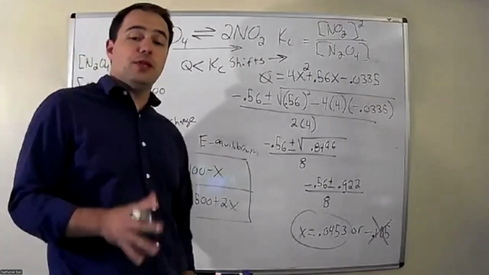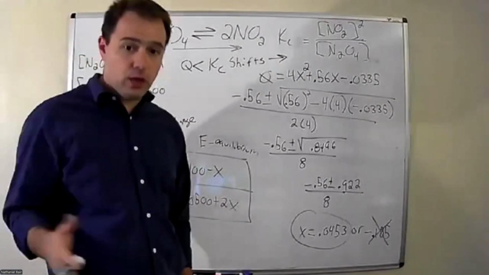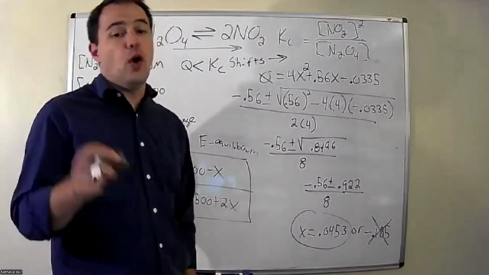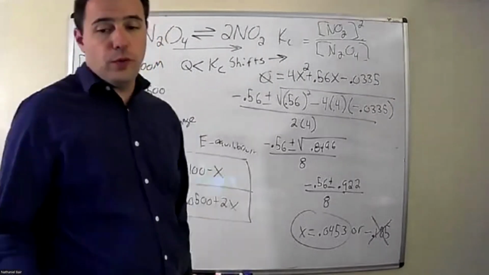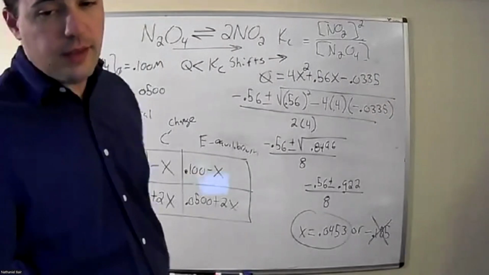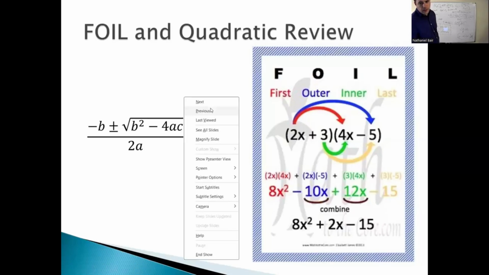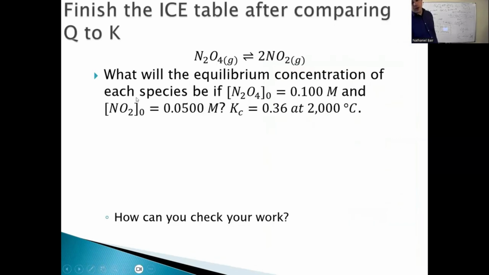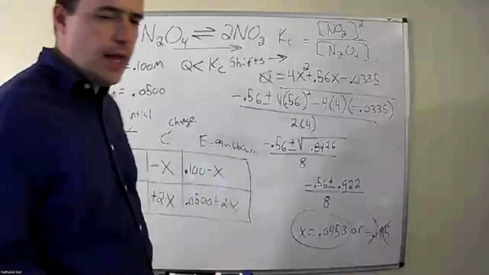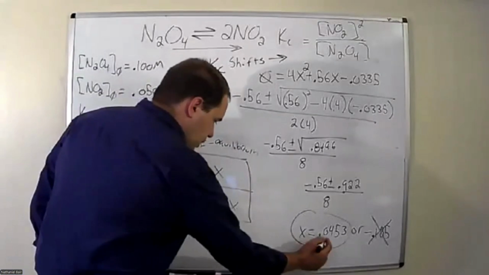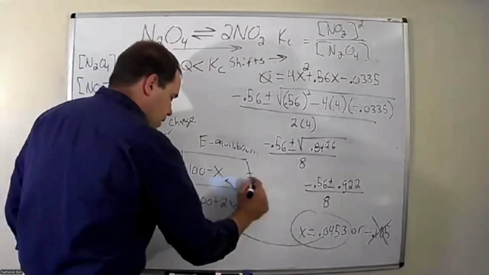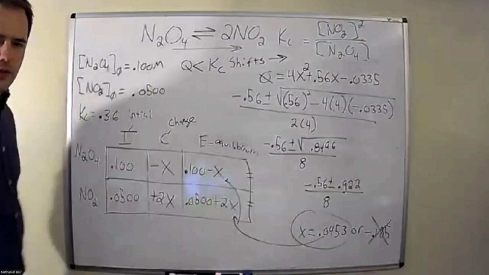Now, at this point, it feels like you're done because you just did a heck of a lot of work, right? But you're not done. You're almost done. To refresh your memory for the problem, because it feels like a lifetime ago, we want the equilibrium concentration of each species. How much of this will be left at equilibrium? And how much of this will be left at equilibrium? How do we get that? Well, now that we know x, we're going to plug this in and solve for the equilibrium values of each.